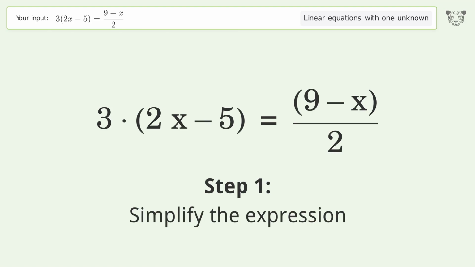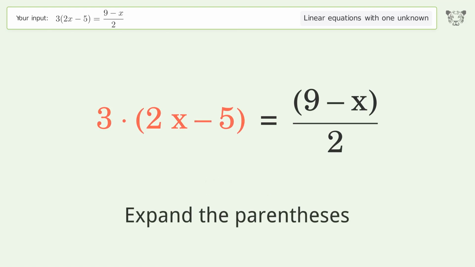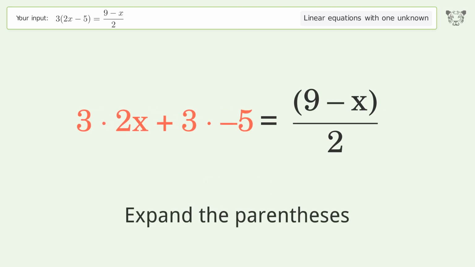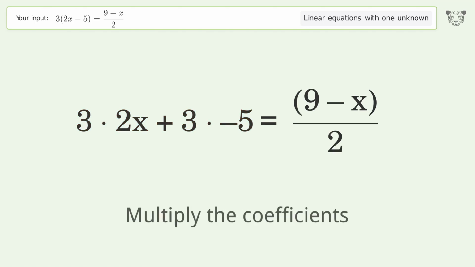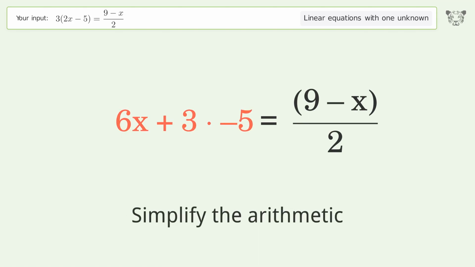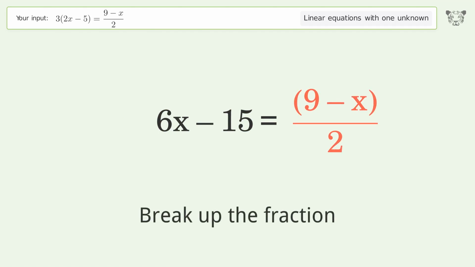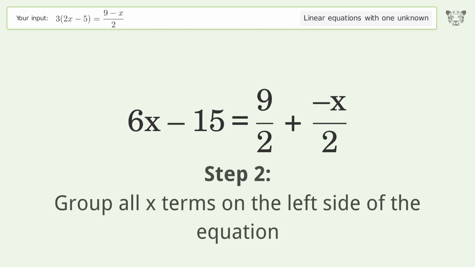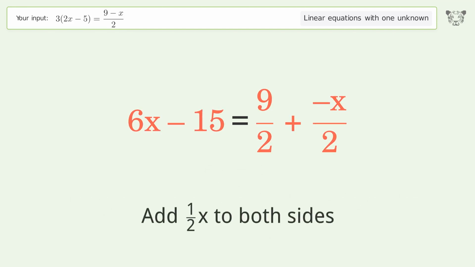Simplify the expression. Expand the parentheses. Multiply the coefficients. Simplify the arithmetic. Break up the fraction. Group all x terms on the left side of the equation. Add 1 over 2x to both sides.